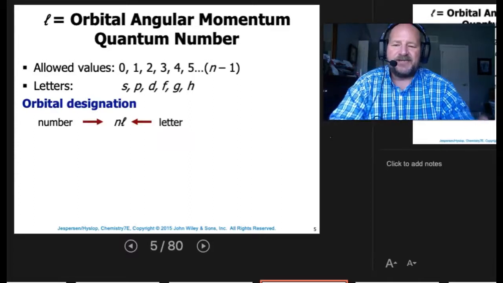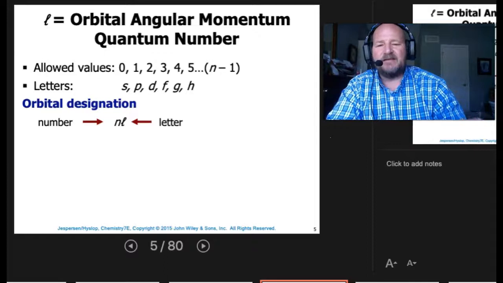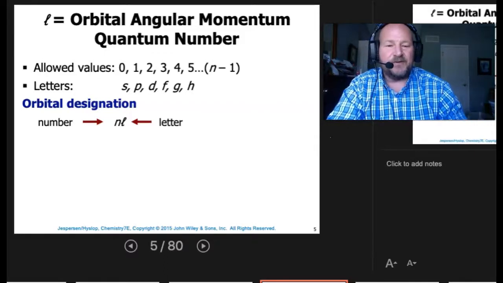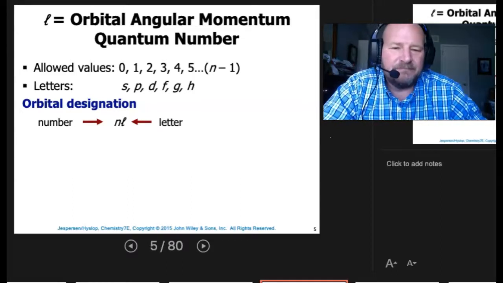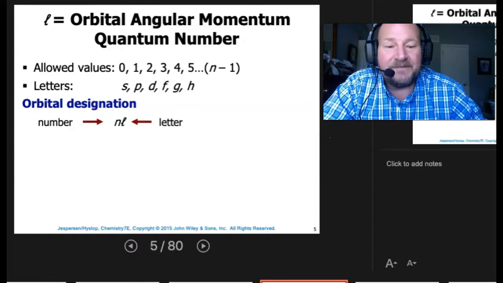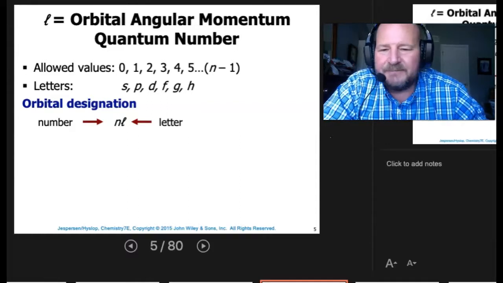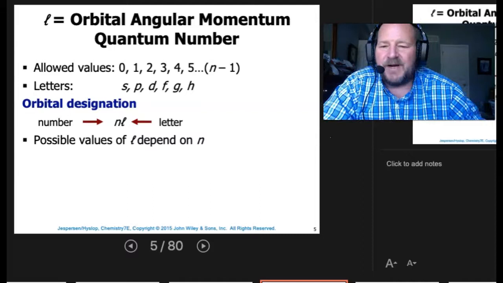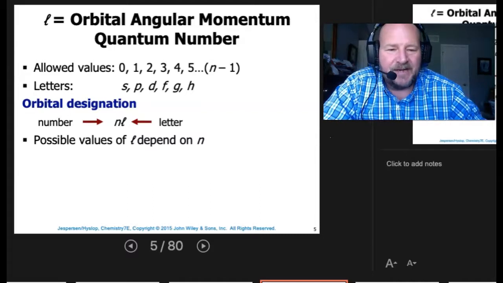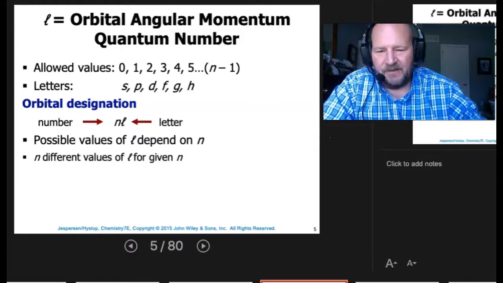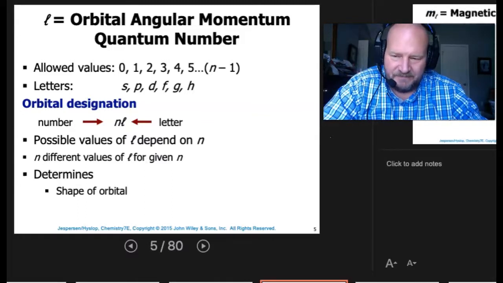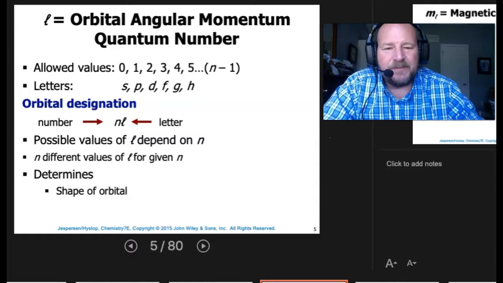The orbital designation would be number and then letter, so nL, right? So the 3S, the 5P, 2, well, you can't have 2D, but 5D, 3P. All right, possible values of L will depend on n. So n different values of L for any given n. This is going to determine the shape of the orbital.